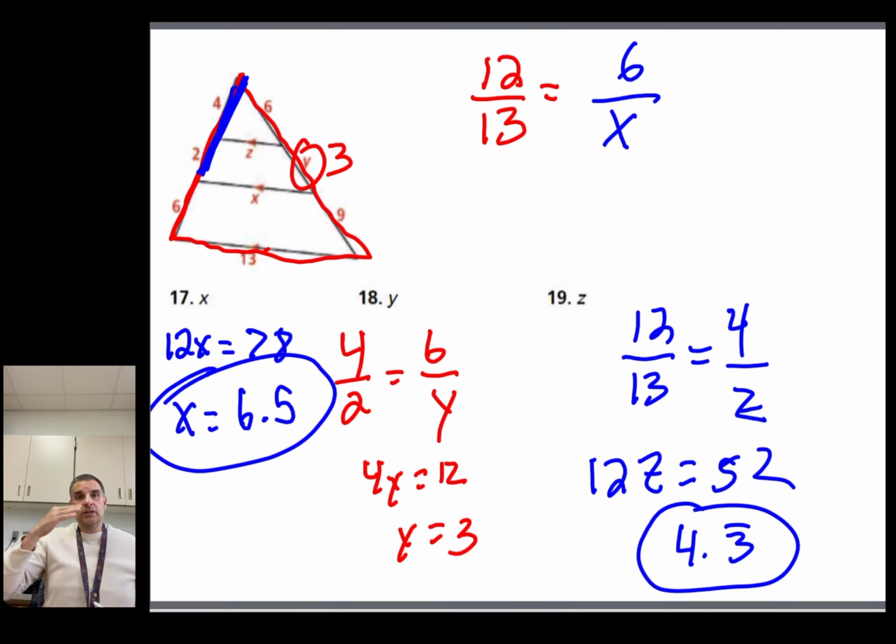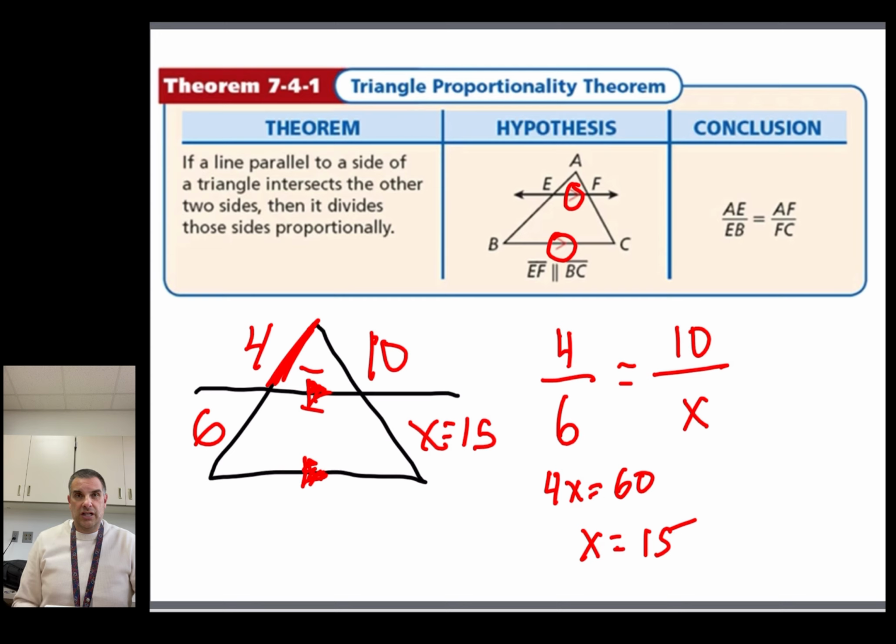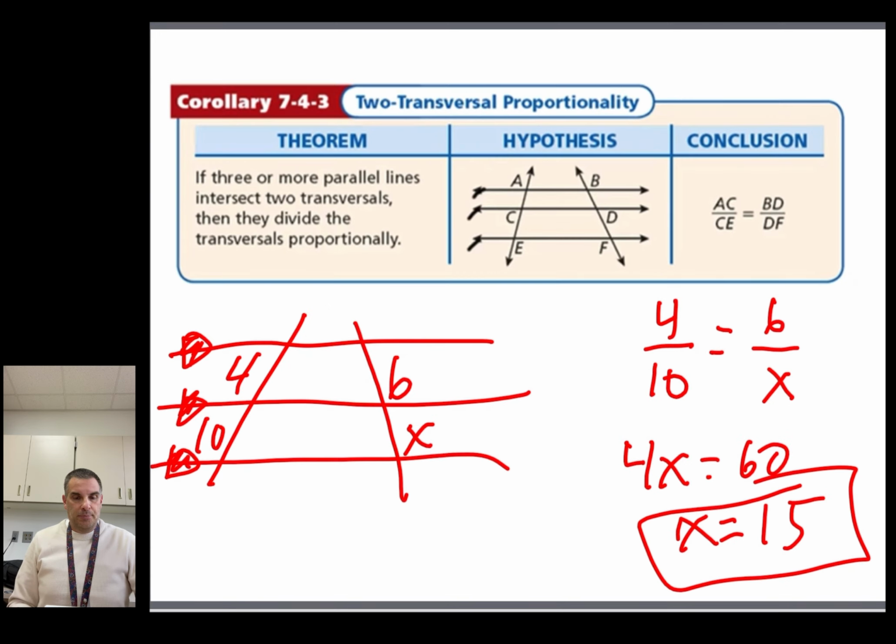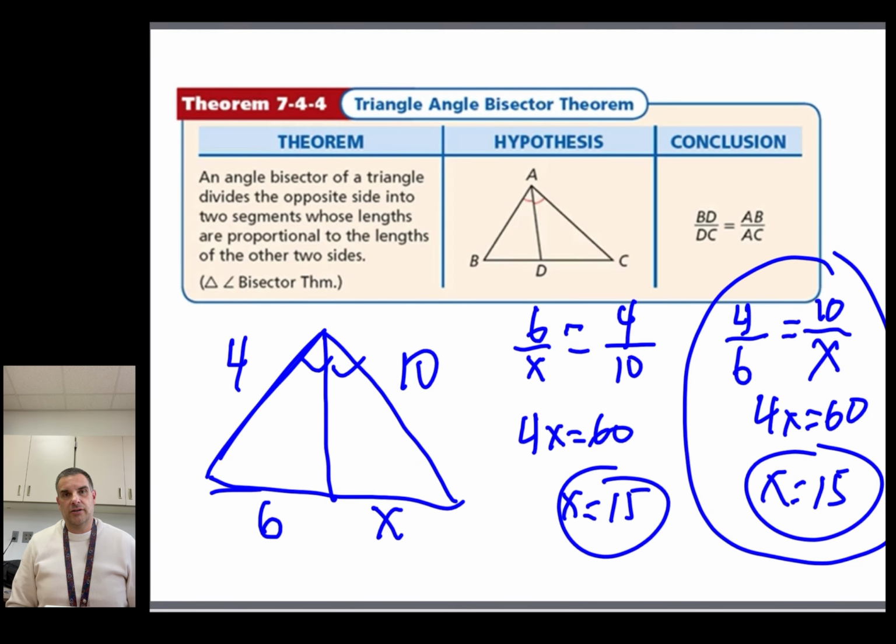So this all really comes down to being able to write those proportions with those corresponding parts. So 3 theorems really today: the triangle proportionality theorem, the 2 transversal proportionality, and the triangle angle bisector theorem.